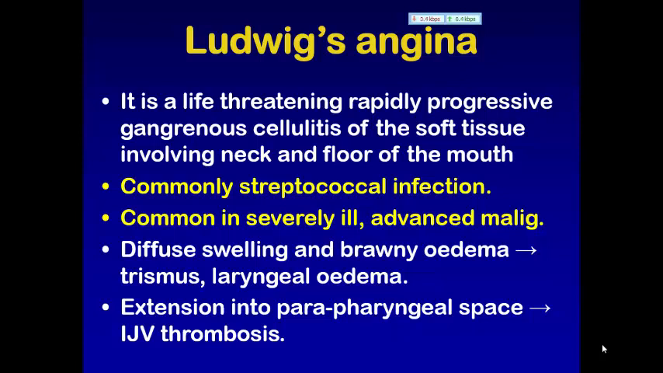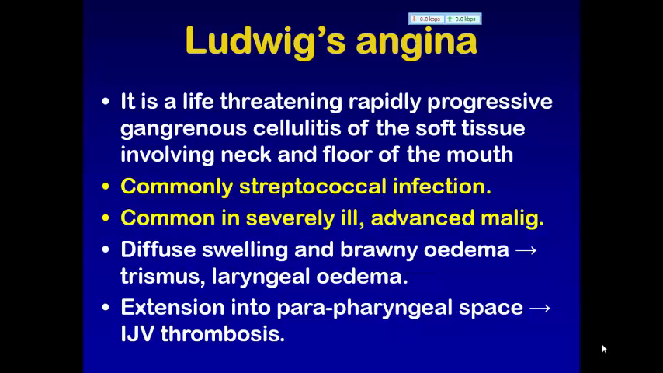It is common in severely ill patients and in advanced malignancy, causing trismus, that means spasm of the facial muscle, and laryngeal edema. That's why it is life-threatening. Extension of infection into the parapharyngeal space may lead to a dreaded internal jugular vein thrombosis, which is also life-threatening. As the infection is deep to the deep fascia, in a closed facial plane, it spreads very fast, causing dangerous complications. So one of the risks is its rapid spread.